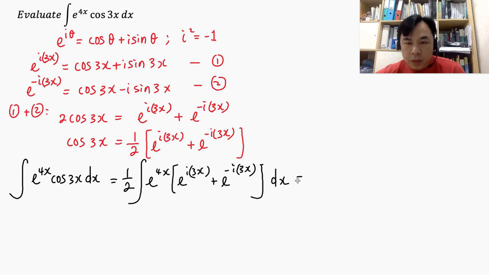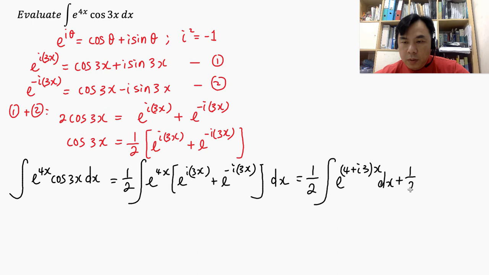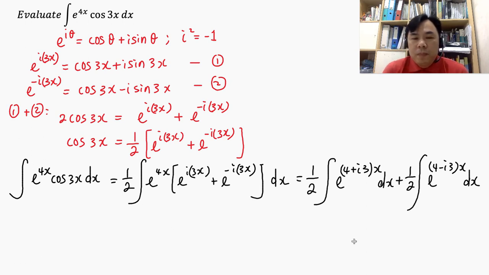Now I'm going to rewrite this in the correct form so that it's easier for you to recognize its integration here. You can see that this one can be written as e to the (4 plus i 3)x dx. I'm going to split it out, it's easier to recognize. Plus half, the other one will be e to the (4 minus i 3)x here. I hope that is clear. That's how it looks like.